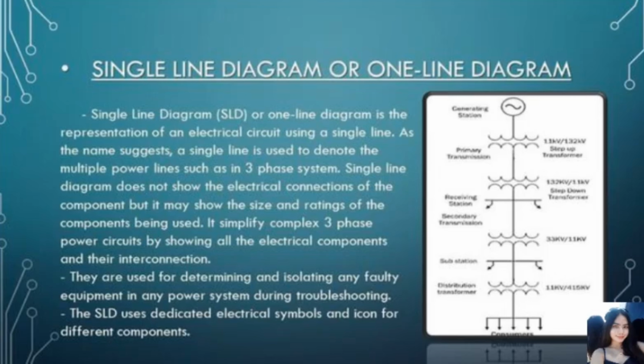It says here that a single line is used to represent an electrical circuit in a single line diagram. As the name implies, multiple power lines, such as those found in a three-phase system, are referred to as a single line. It also says here that a single line diagram might show the size and ratings of the components being used but not their electrical connections.